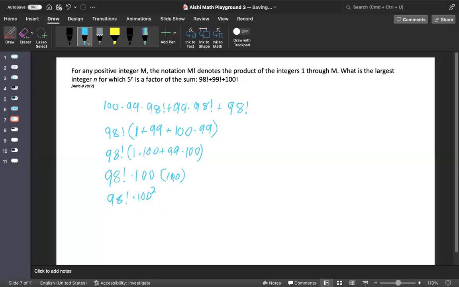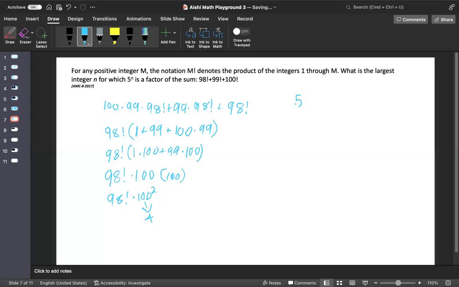So now we have to find all of the factors of 5. In 100 we have 5 and 25. Those are the only two powers of 5 you're going to find. But since we have 100 to the power of 2, we're going to multiply that by 2, which gives us 4.